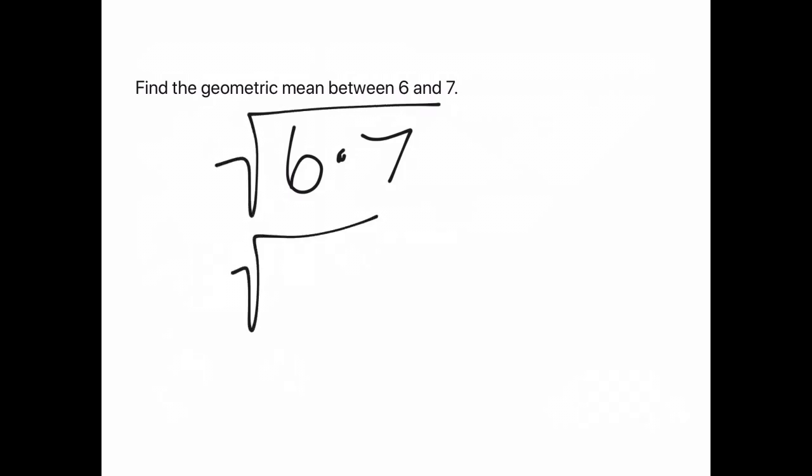Our next question wants us to find the geometric mean between 6 and 7. So remember that to find the geometric mean, you multiply the two numbers together and take the square root.